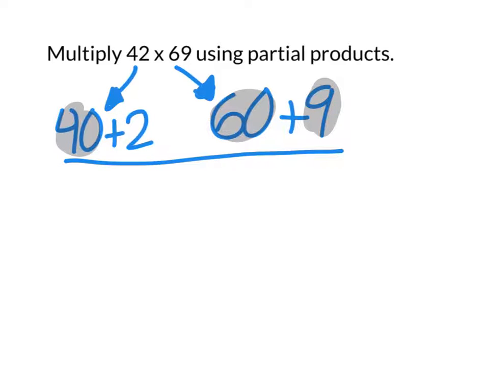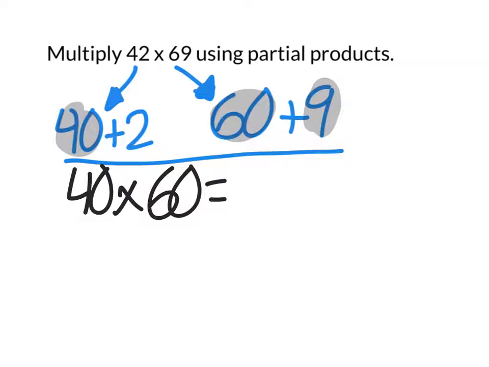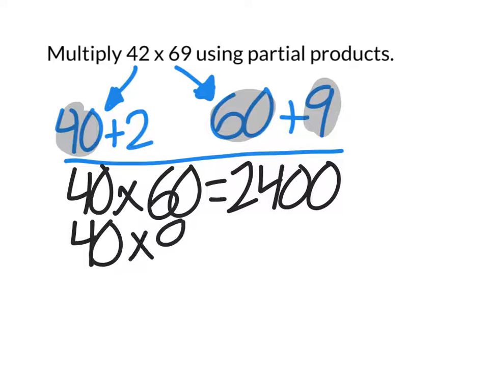To start out, we're going to multiply 40 by the 60 and the 9 that make up 69. So 40 times 60, we know that 4 times 6 is 24, and then we have 2 zeros after that, so it's 2,400. And then 40 times 9, we know that 4 times 9 is 36, and then we have a 0, so we put the 0 here. And then next, we're going to do the same process with the 2 being multiplied by the 60 and the 9.